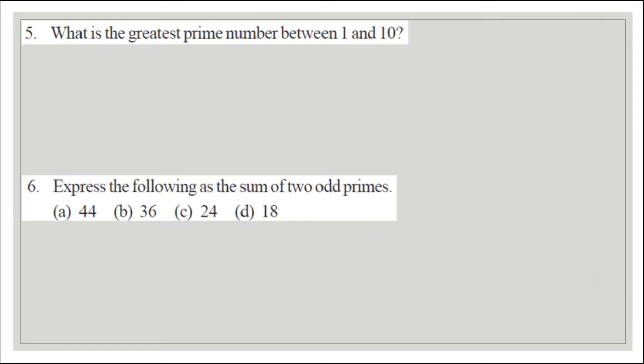Let us look at the next question, question number 5. What is the greatest prime number between 1 and 10? The greatest prime number between 1 and 10 is 7.